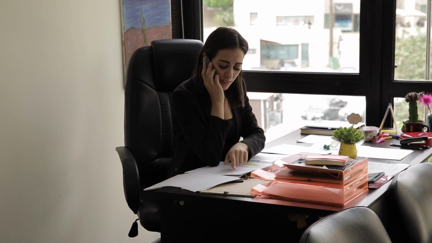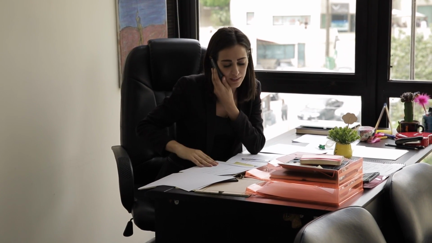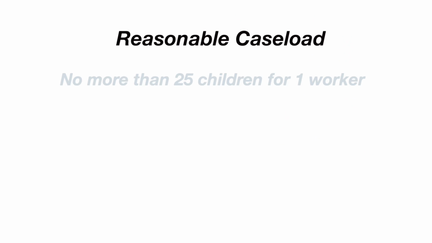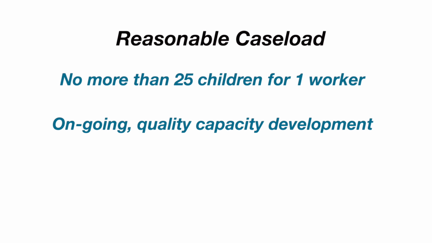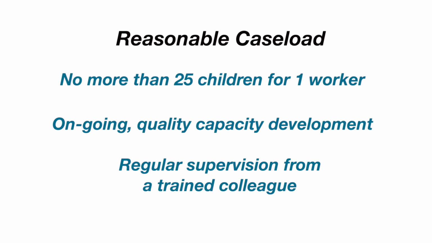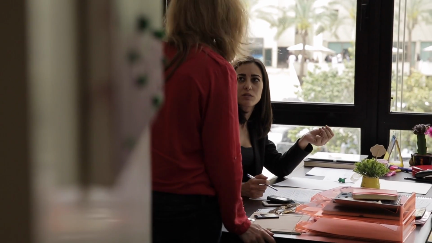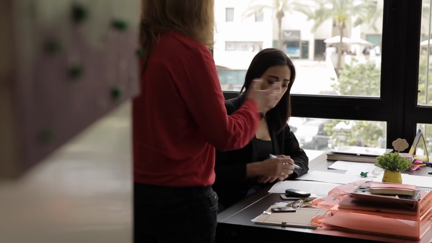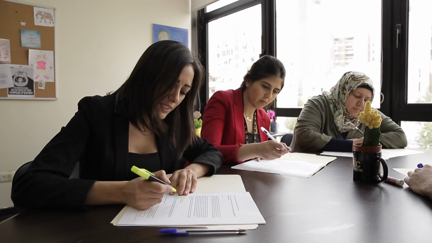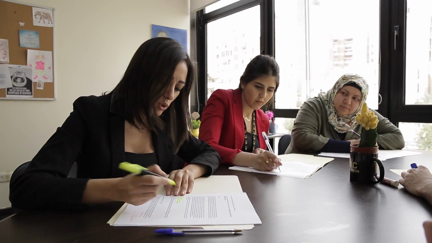Ethical considerations in the case management process call for a reasonable caseload, ideally no more than 25 children for one worker, ongoing quality capacity development, and regular supervision from a trained colleague. There are different types of supervision, like the case management team meeting or weekly meeting. There are the individual case management meetings with the caseworkers. It's important for the supervisor to do these meetings to ensure that the quality is good.